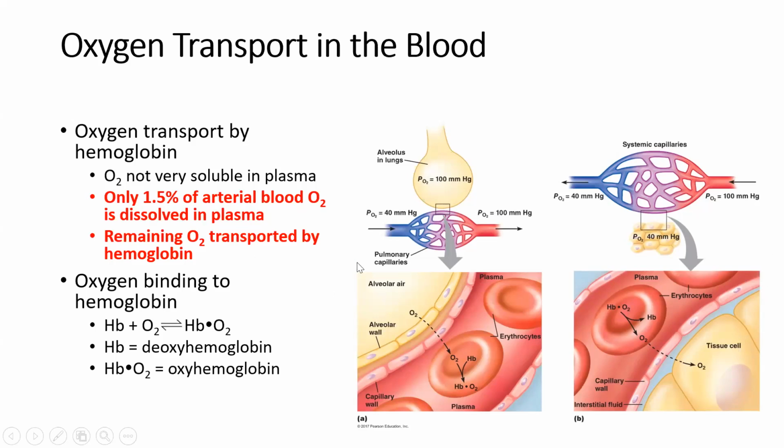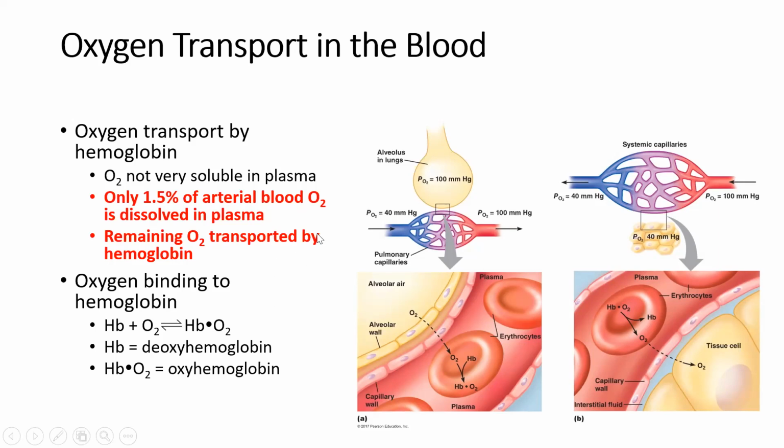So we described previously that only 1.5% of arterial blood oxygen is actually dissolved in our plasma. And that was really because oxygen does not dissolve or solubilize very well in blood. And so the remaining oxygen that is transported in our blood is done so bound onto hemoglobin, okay? If we were to circulate oxygen only dissolved in our blood, we would have to increase our cardiac output about 5 to 10 times what it currently is in order to adequately oxygenate our tissues.